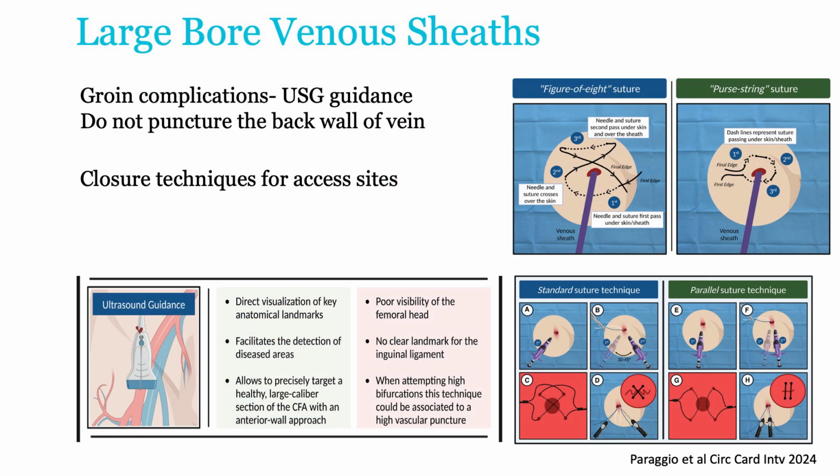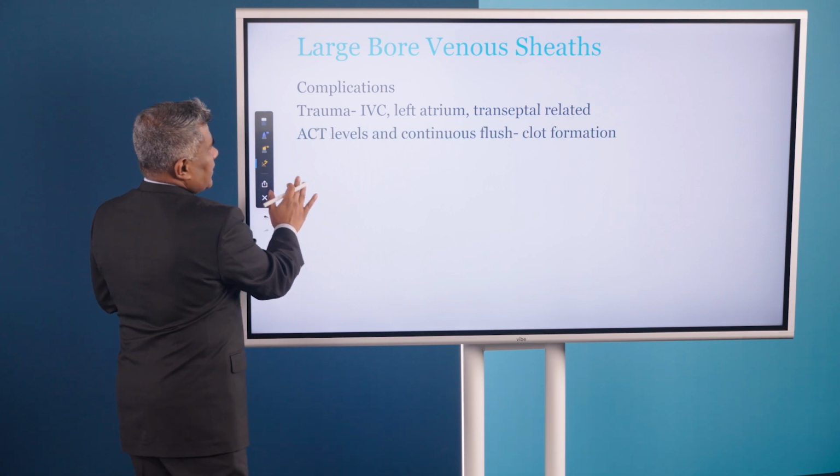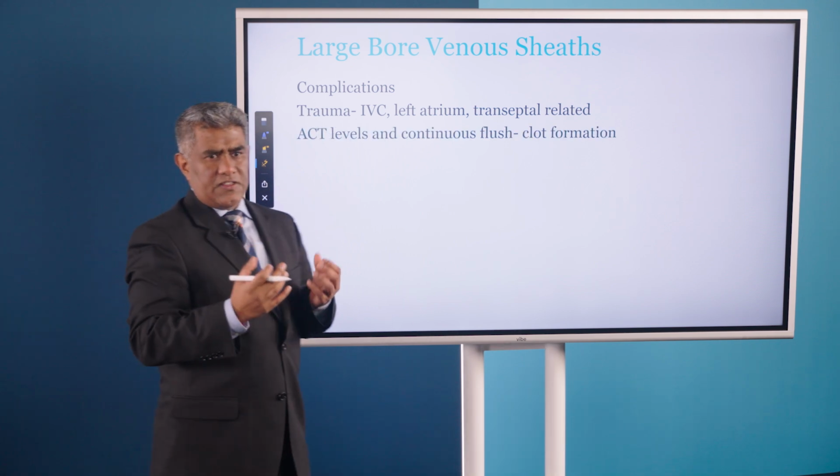Whether it's a figure-of-8 stitch or devices that are used for dedicated venous closure, you need to be really familiar with these devices so that you get immediate venous stasis and that you don't get complications. I'm going to take you through a number of complications related to large bore venous sheaths.